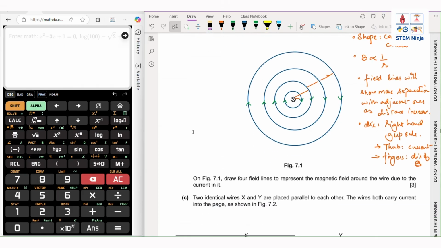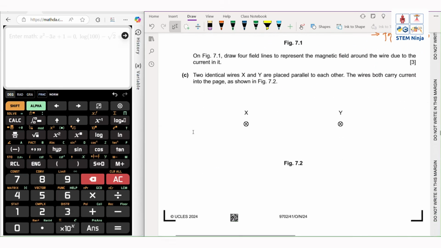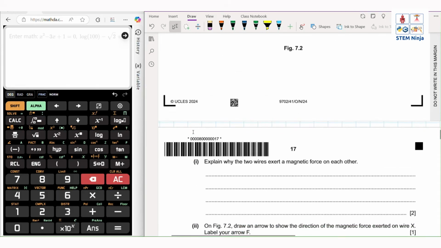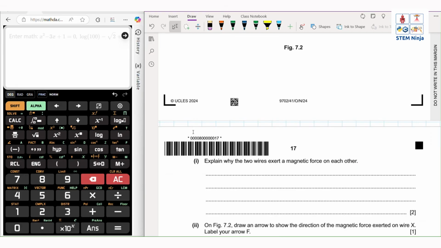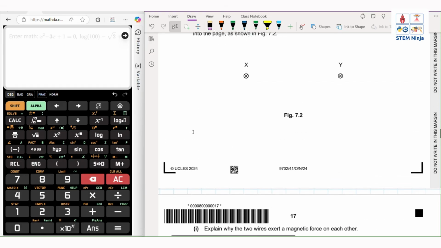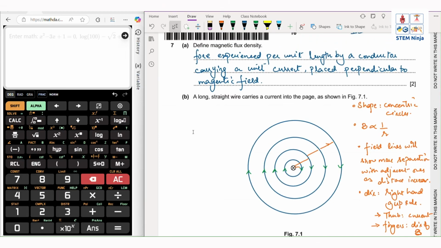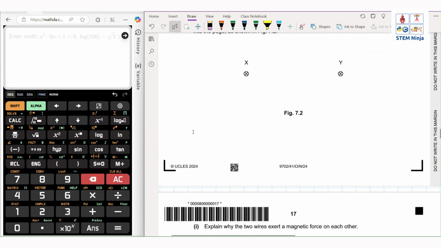All right. Two identical wires X and Y are placed parallel to each other. The wires both carry current into the page as shown in figure 7.2. Explain why the two wires exert a magnetic force on each other. So we have already established that we are placing the wires parallel to each other.